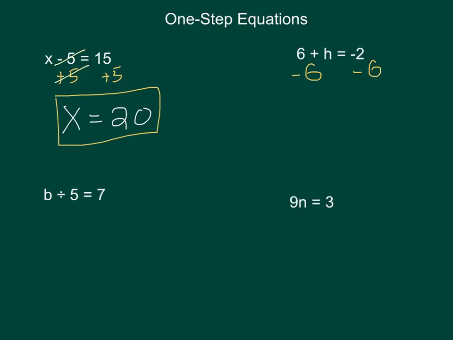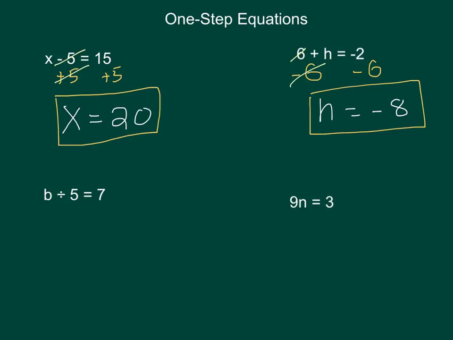And so again, we're trying to get things to cancel out, allow the variable to be by itself. So the 6 minus 6 is gone, leaves just an h. And on the right side, I have negative 2 minus 6. A negative minus something is going to end up being a bigger negative, so that's going to be negative 8. And that's going to be my final answer there. Once again, go back in to check. 6 plus negative 8 basically becomes 6 minus 8, which is going to be negative 2.